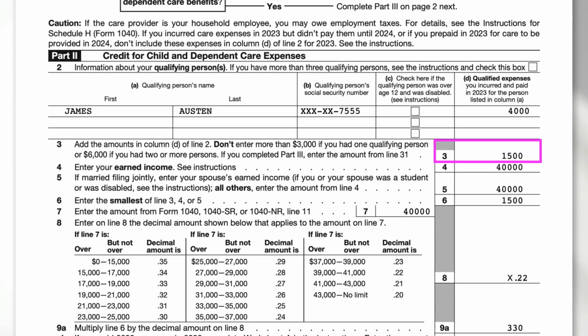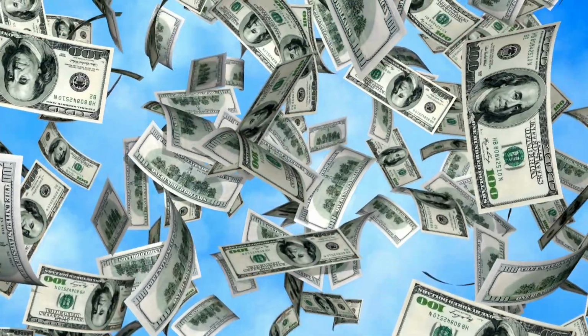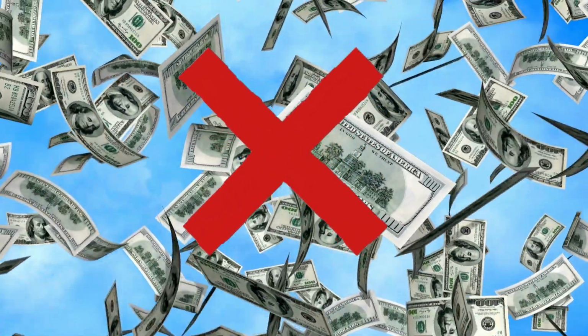The amount of credit is calculated based on your total qualified expenses and your AGI. Also, this is a non-refundable credit, meaning that you can claim it only if you have tax liability. You can't receive it as a refund if you have zero tax liability.